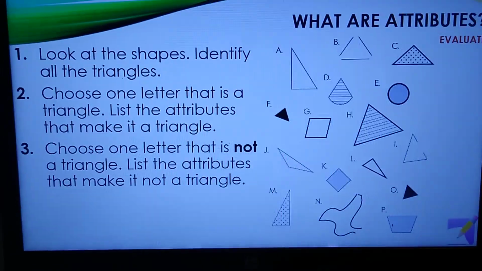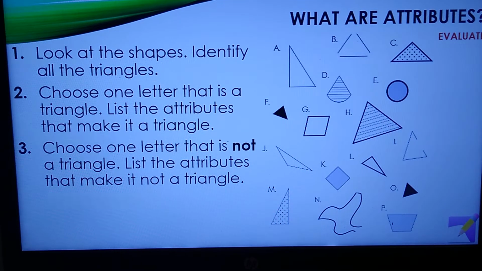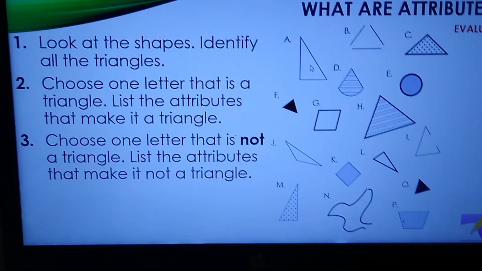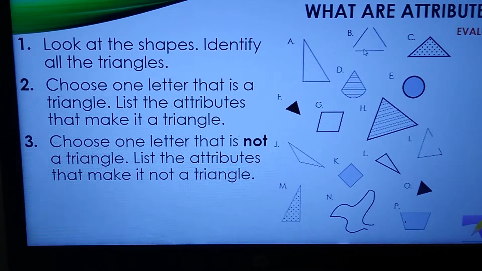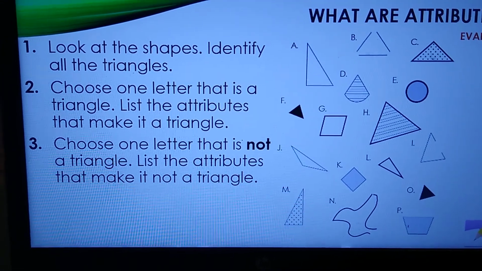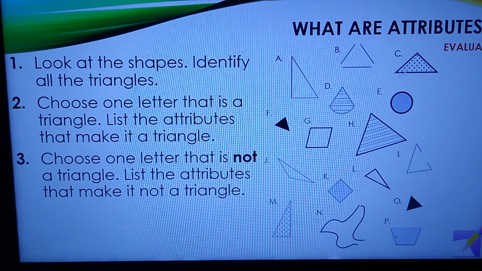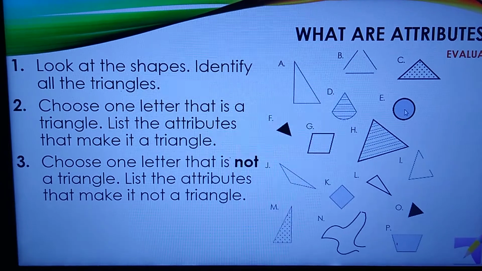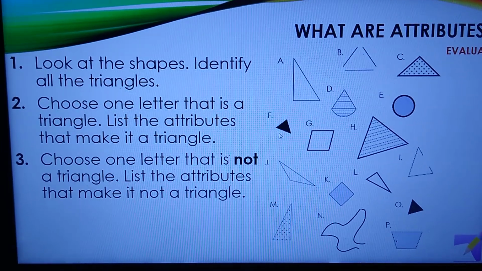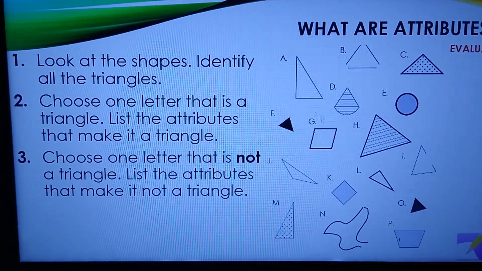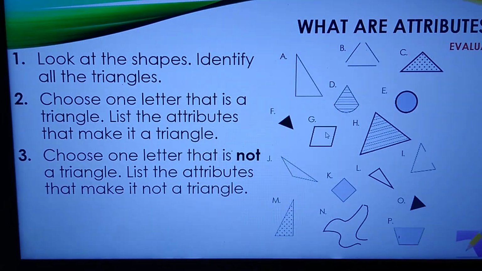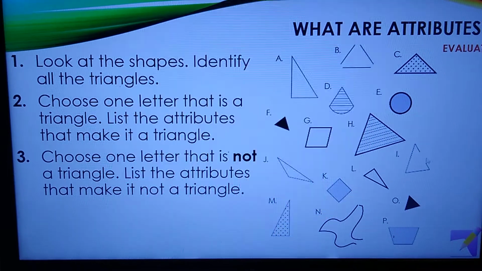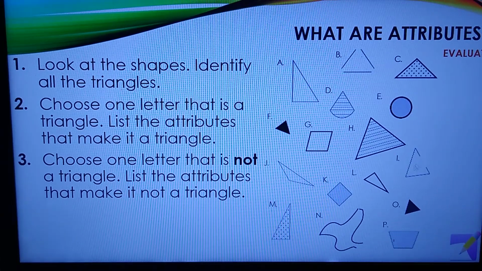Look at all the shapes. Identify all the triangles. So, is A a triangle? Yes. How about B? No, because it's opened. C? Yes. D? No, it has a curve. E, is that a triangle? No. Is F a triangle? Yes. Is G a triangle? No. H? Yes. I? No, it's got a space.